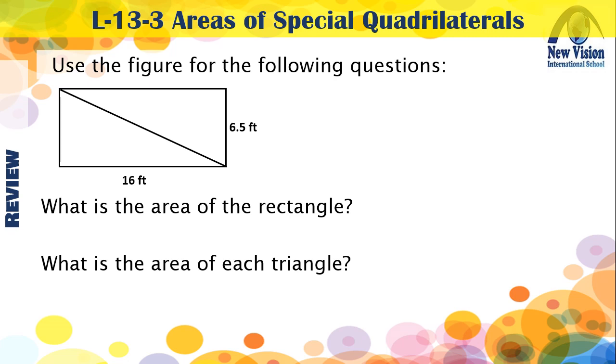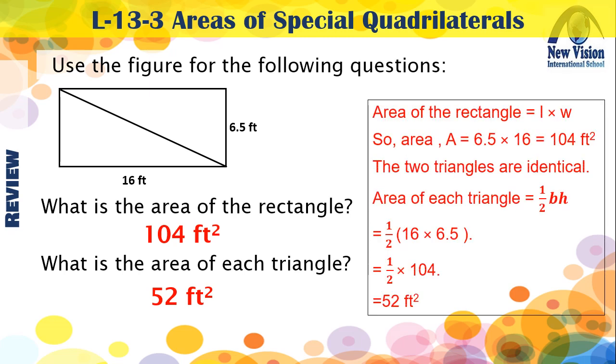What is the area of the rectangle? Very good. 104 square feet. What is the area of each triangle? Very good. 52 square feet. Okay. Now let's see how we got the answer. Area of the rectangle equals length times width. So to find the answer for question A, we need to multiply 16 feet by 6.5 feet. So, area A equals 6.5 times 16 equals 104 square feet.